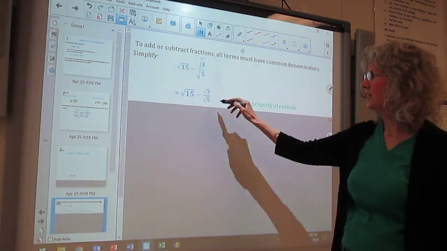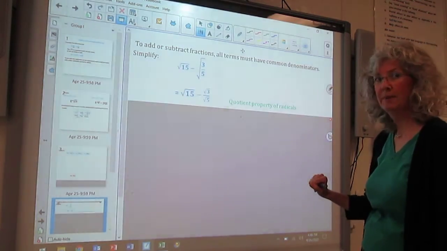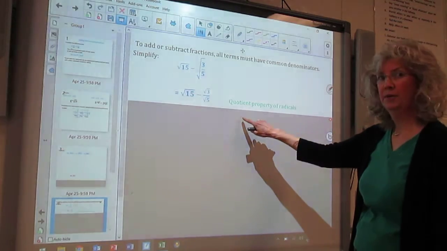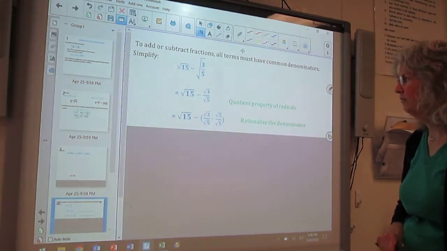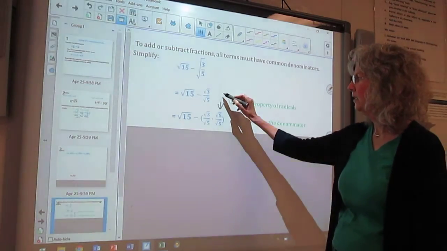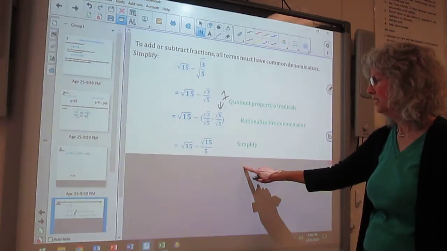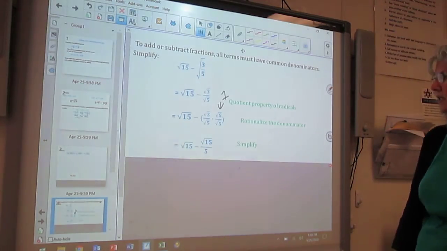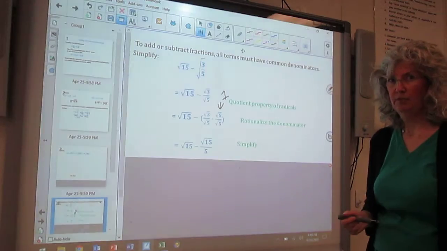So now we have 15 minus the square root of 3 over the square root of 5. Now, that looks a little better. What are we going to do next? You called it. Get rid of that square root of 5 by rationalizing the denominator. Multiplying by a form of 1, which is the square root of 5 over the square root of 5. We simplify that, and we're going to get the square root of 15 over 5. That looks a lot friendlier.